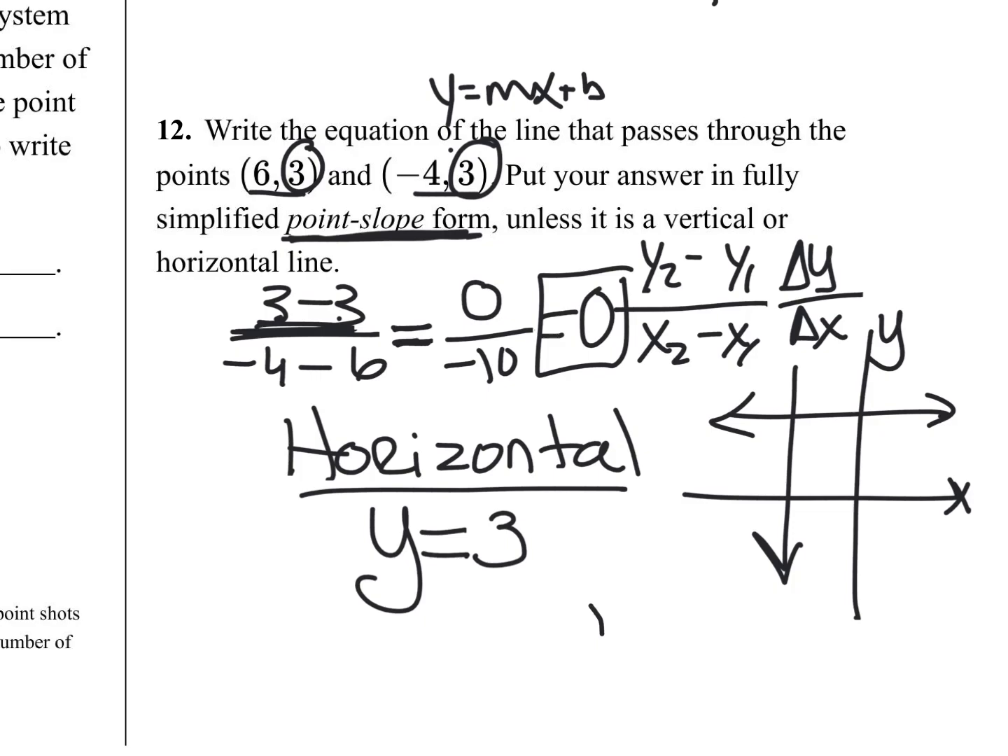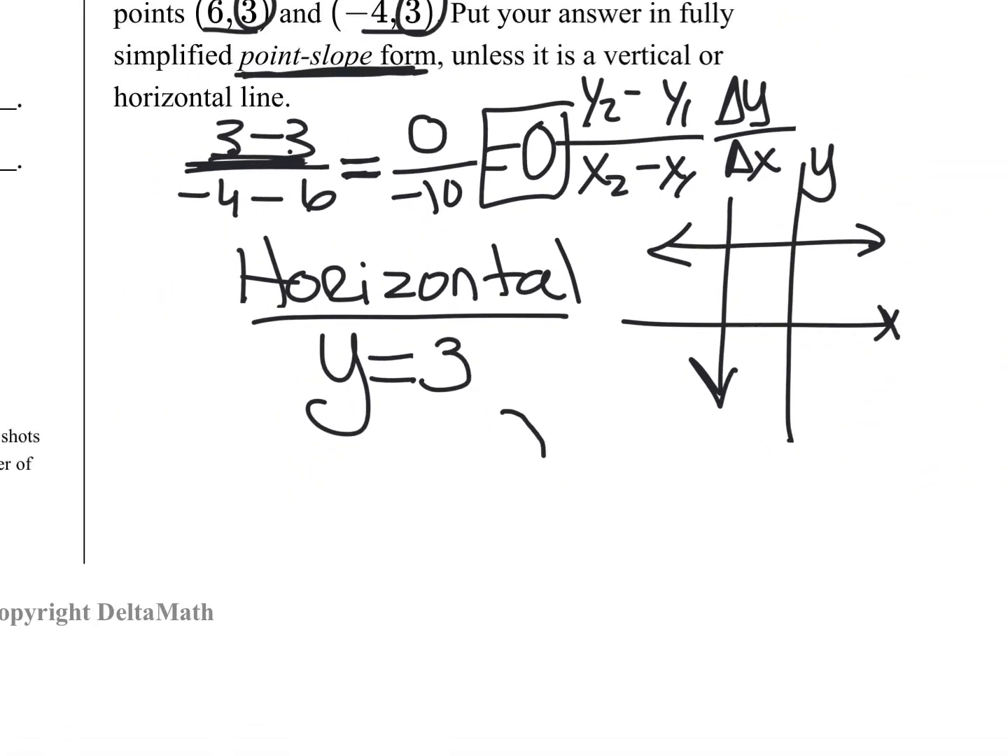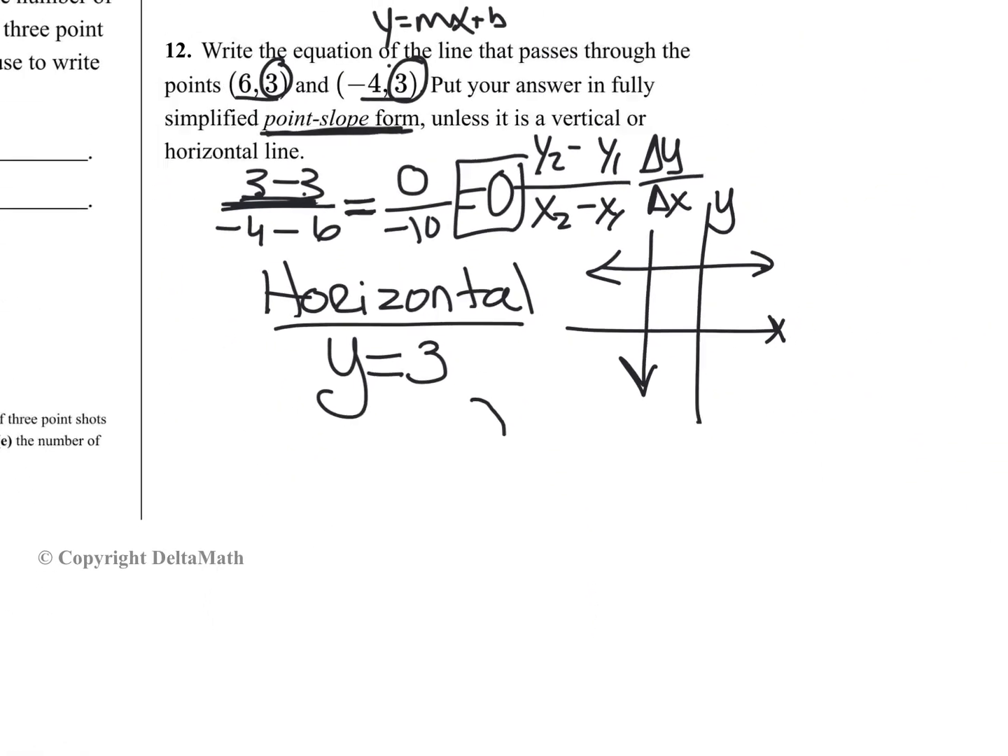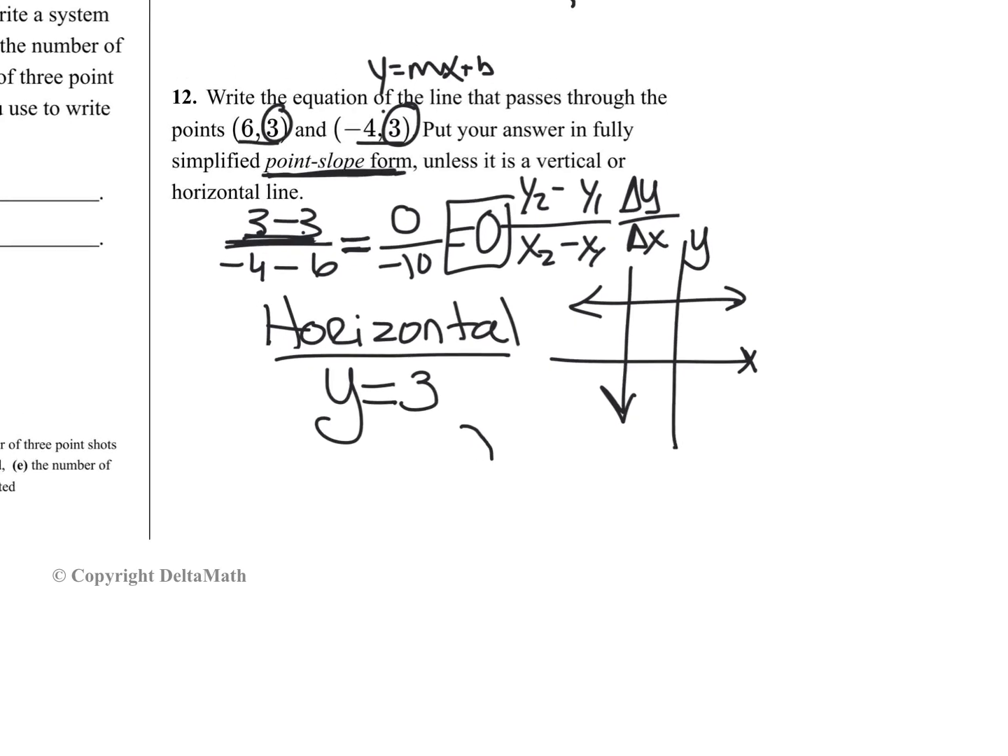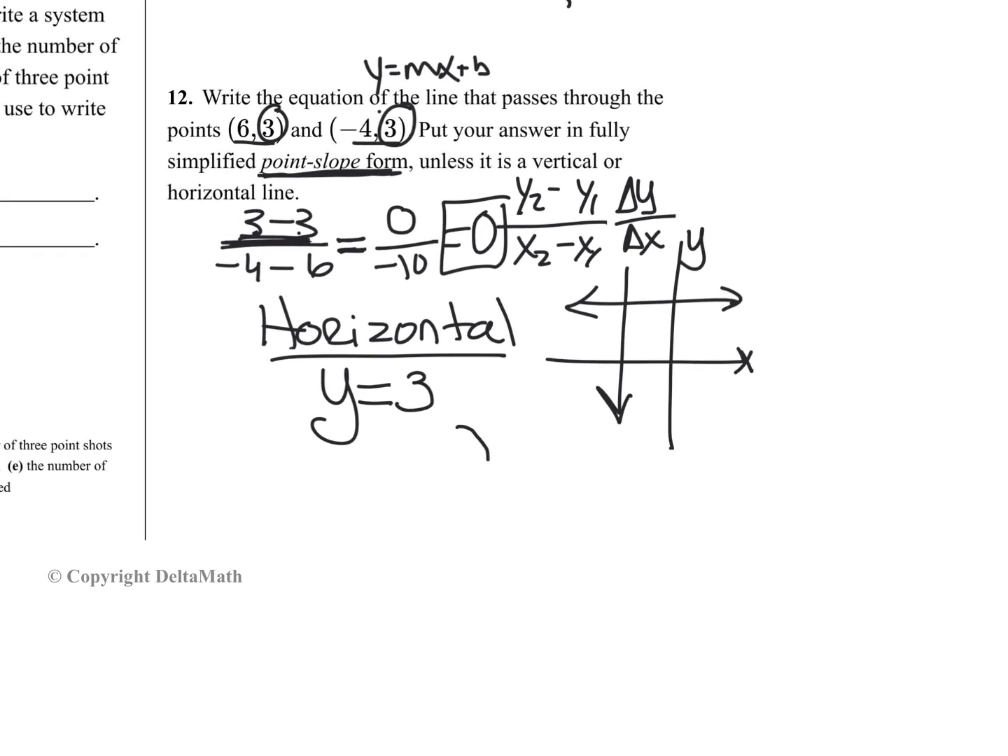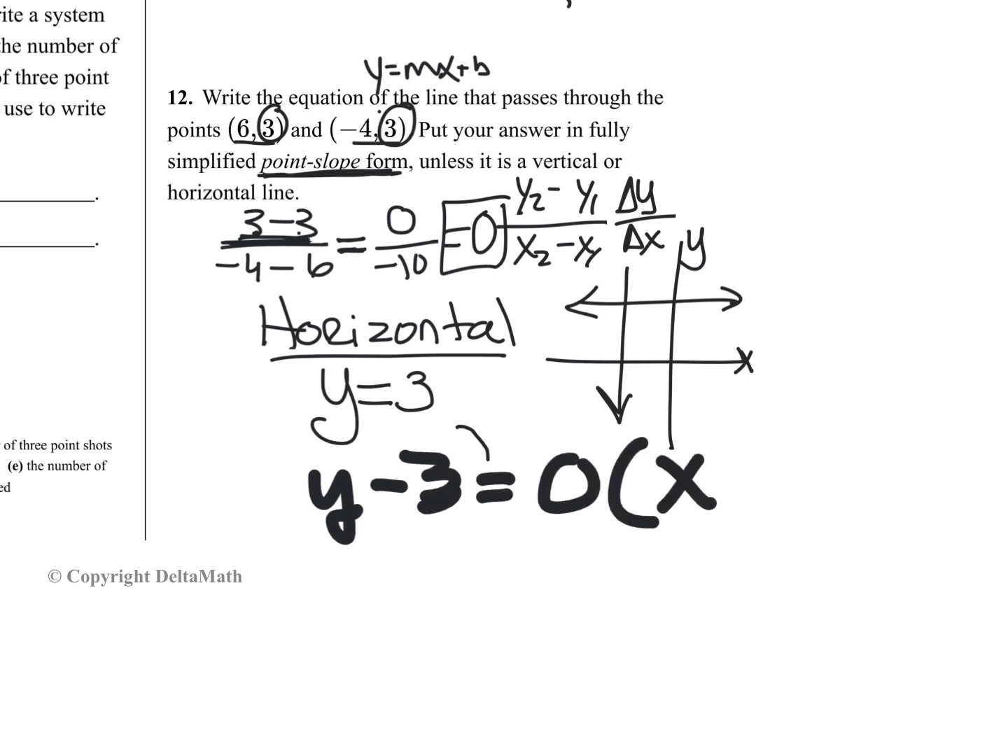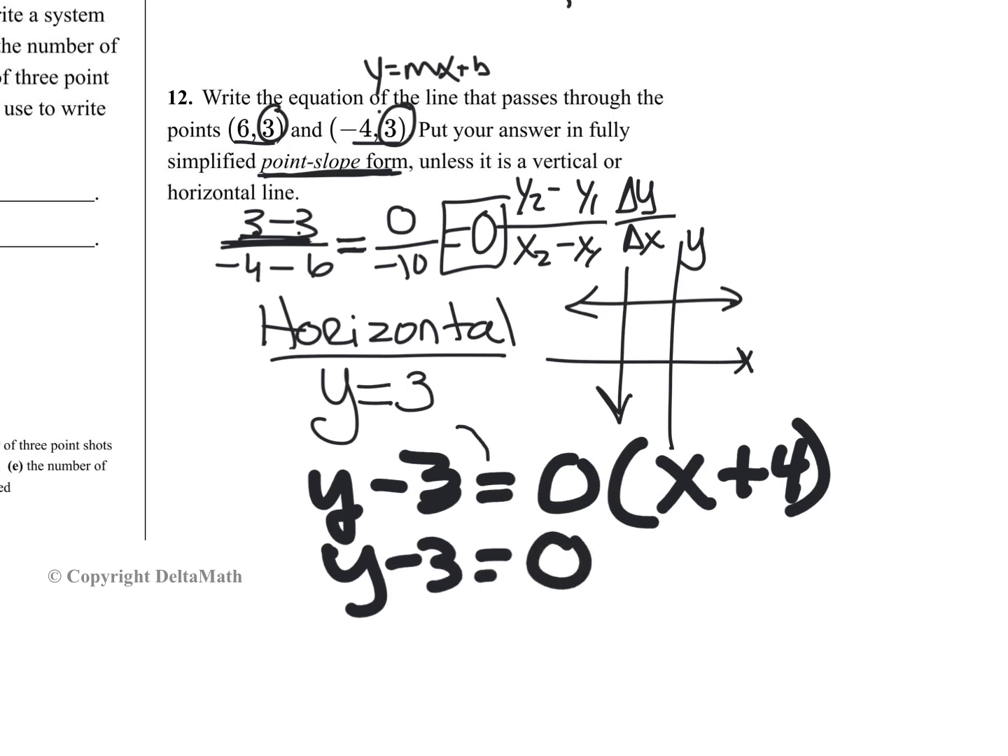Okay. And I want to kind of, while I've got you, I just want to kind of prove that to you. If I go ahead and put that in point-slope form, y minus 3 equals, my slope is 0 times x minus negative 4, so plus 4. So y minus 3 equals 0 times anything is 0. Isolate my y, and I get y equals 3. How about that?